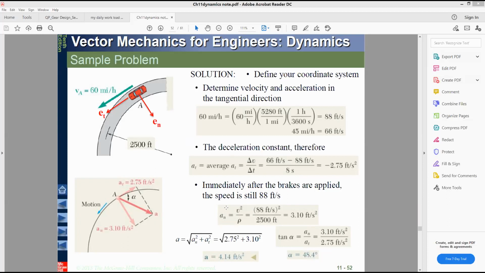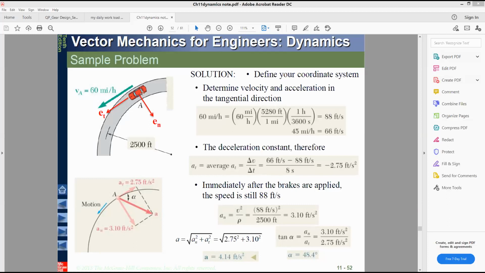So the total acceleration will be the square root of the normal component and the tangential component, both squared. Here you can see that 2.75 squared plus 3.10 squared, square rooted, is 4.14. So this is your final answer. Remember this, don't get confused.